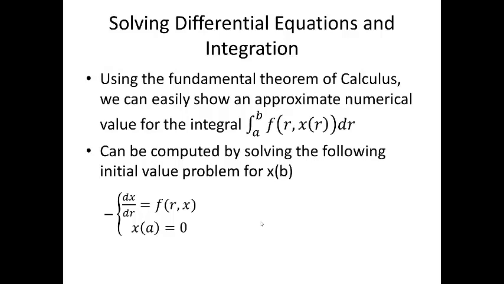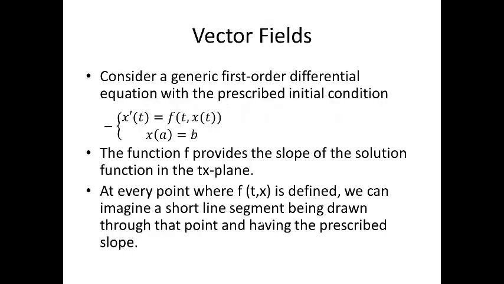Now let's take a look at the intuitive meaning of these equations. We can do that in terms of vector fields. Consider a generic first-order differential equation with the prescribed initial condition. So we have x prime of t is equal to some function f that depends on t and x of t, and the initial condition x evaluated at a is equal to b.